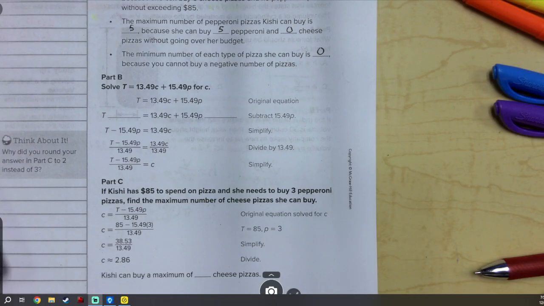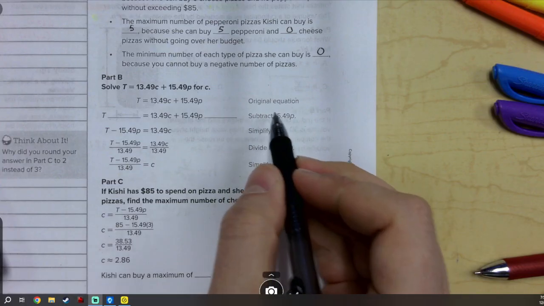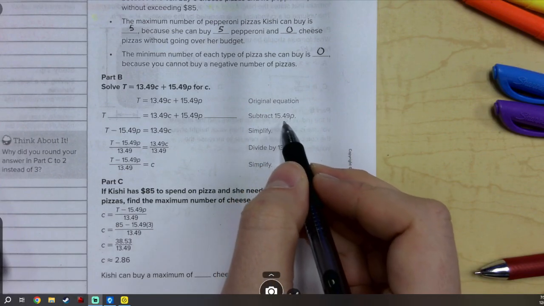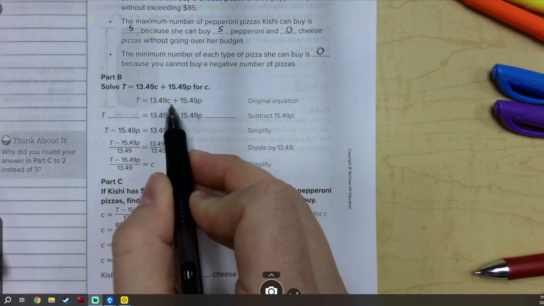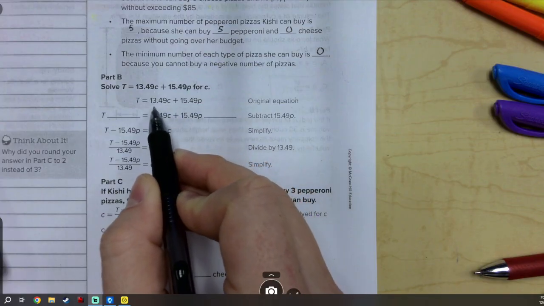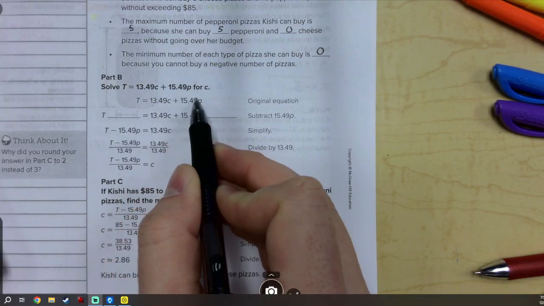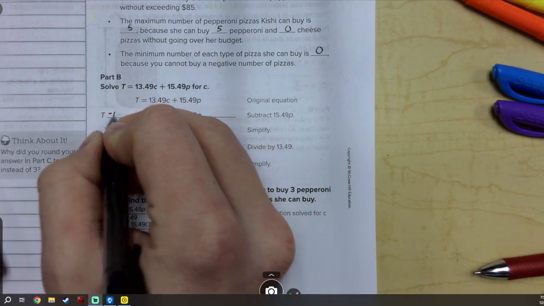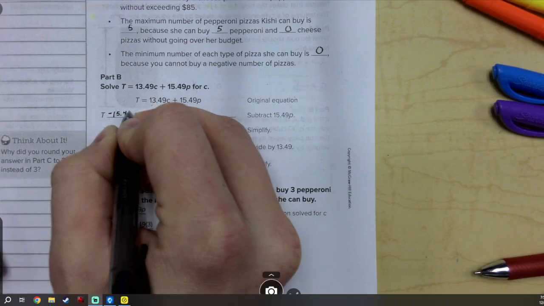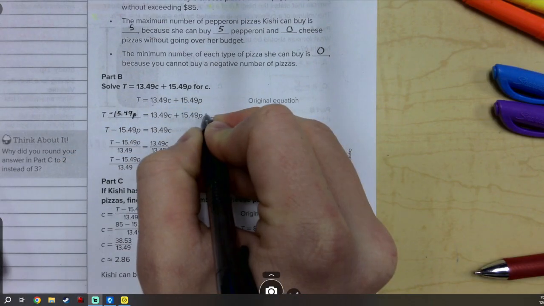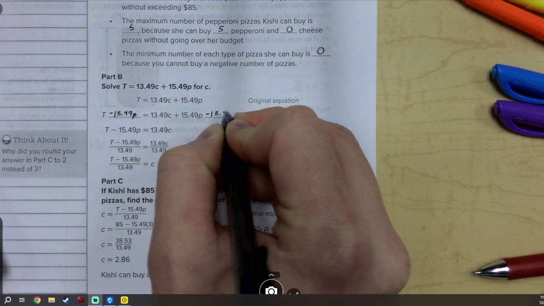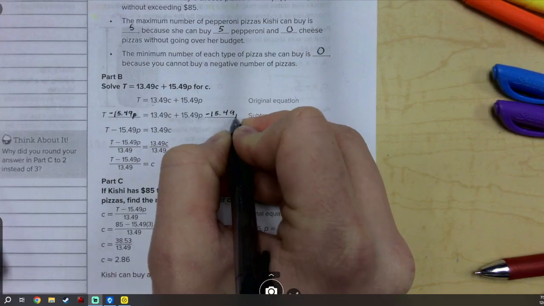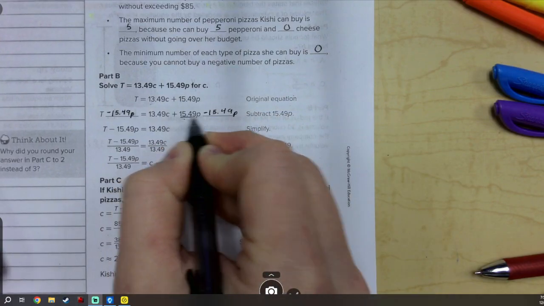Solve for C, the cost of a cheese pizza. All right. Subtract 15.49 from each side. We are solving for C, so that means our variable with coefficient must be isolated over here. This needs to be moved to the left. Like terms cancel out.